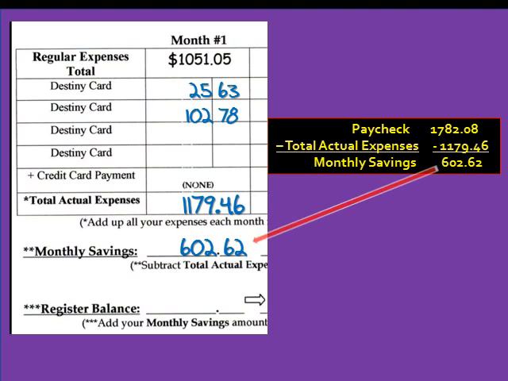Now, since this is month number 1 and we haven't done anything else with our new checking account, that savings amount is also going to be our check register balance. That's all we have left in there. We put money in our paycheck, we have subtracted money out paying our bills and our expenses, and this is what we have left. The savings is going to double this time as our total check register amount.